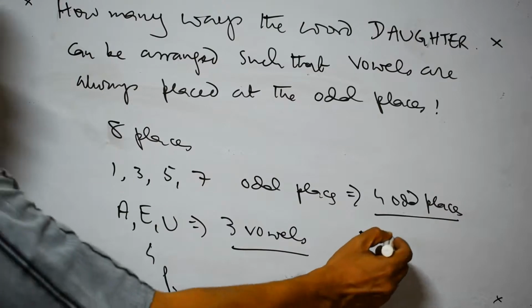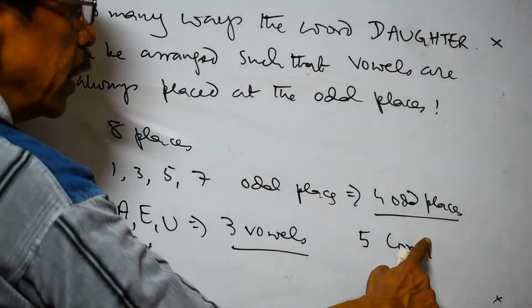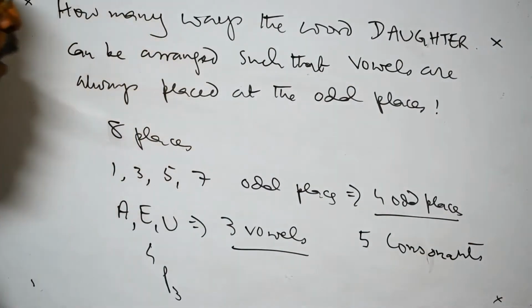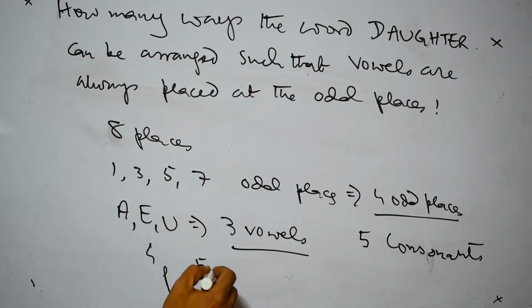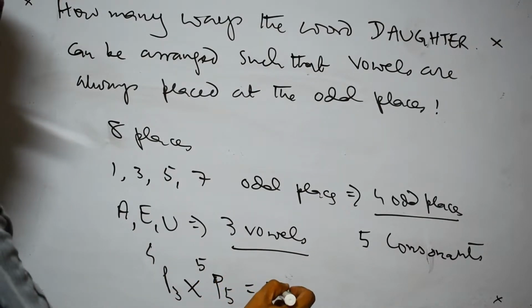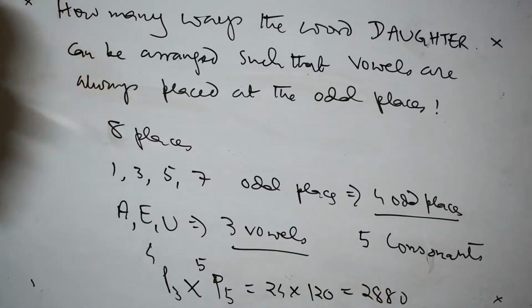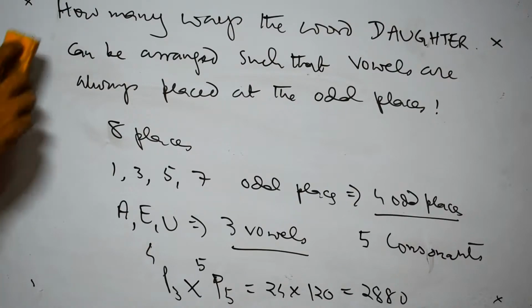So 5 consonants and 5 places remaining. That means 5 places for 5 consonants. Therefore, the result will be 5P5 for the consonants. So vowels and consonants together we have a total of 2880 possibilities. Therefore, in this question we have found the number of arrangements of words with some restriction.